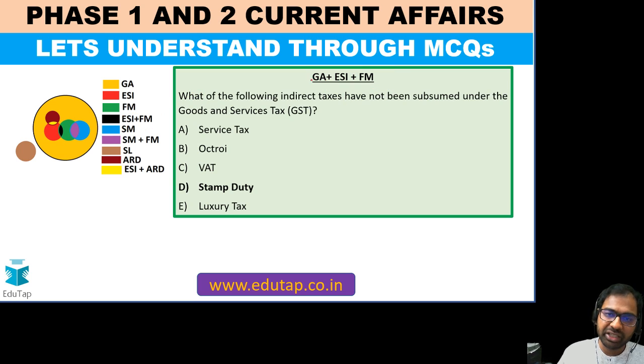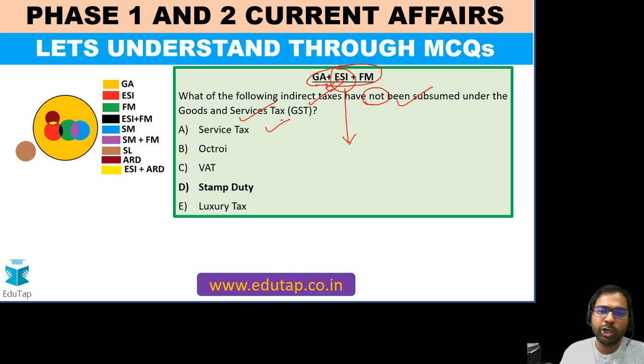Another question, GA plus ESI plus FM. Which of the following indirect taxes have not been subsumed under the GST? Why has this question been asked under ESI? Tell me the topic. Tell me the exact syllabus topic of ESI, keeping in mind I have framed this question. Tell me.